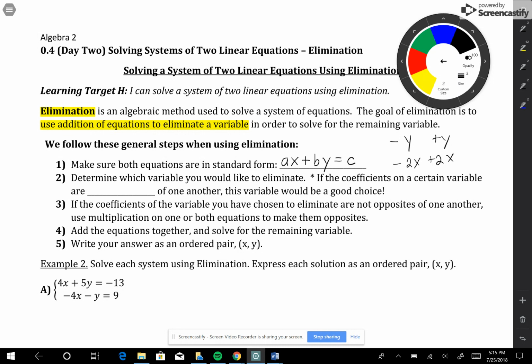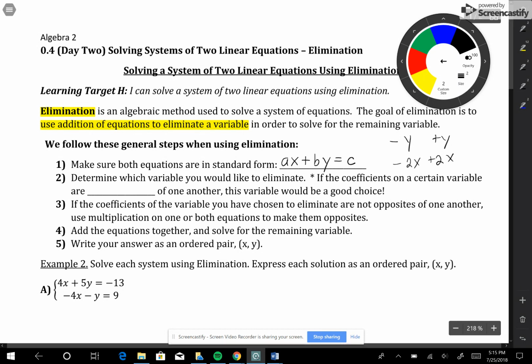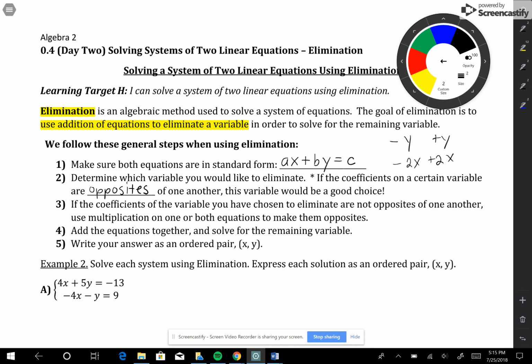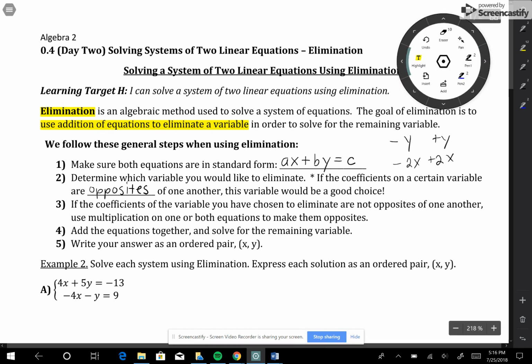So if we look at our equations, and if the coefficients on a certain variable are opposites of one another, this variable would be a good choice. Well, that's just if it starts that way. Step 3 is if the coefficients of a variable you have chosen to eliminate are not opposites of one another, then we have to use multiplication on one or both equations to make them opposites. So that's a step we might have to do.